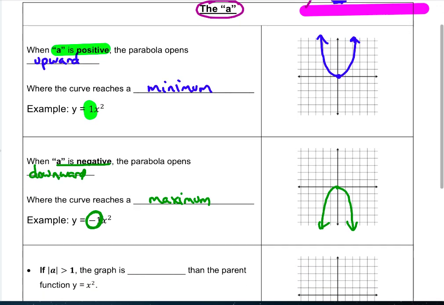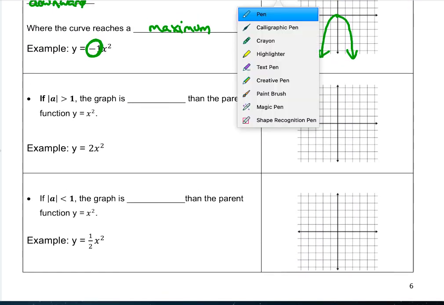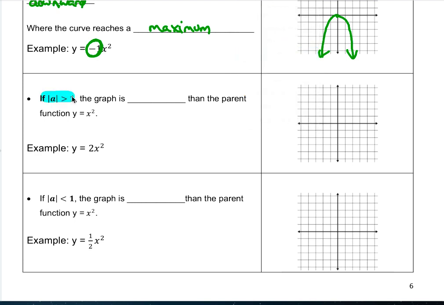Now, if our a value is greater than 1 in absolute value, so think of 1, 2, 3, 4, 5, or negative 1, negative 2, any of those numbers greater than 1, the graph is narrower, so it's skinnier. So it might look something like this instead of the wide one that we saw on the first one. Okay? And we'll explore more why that happens. But here we had an a value of 2, so it made it kind of half as big as it was before. It shrunk everything a little bit. Okay?